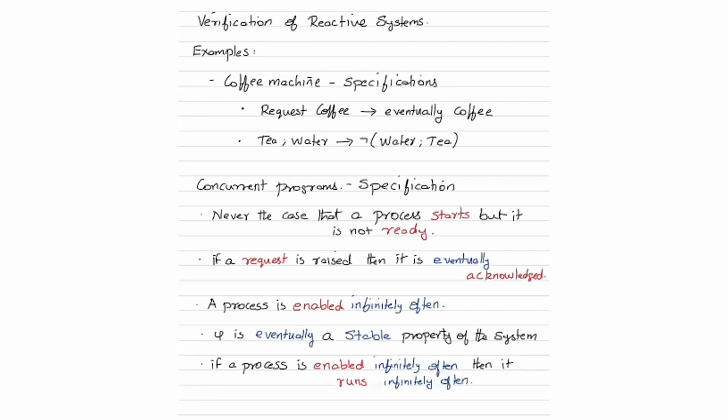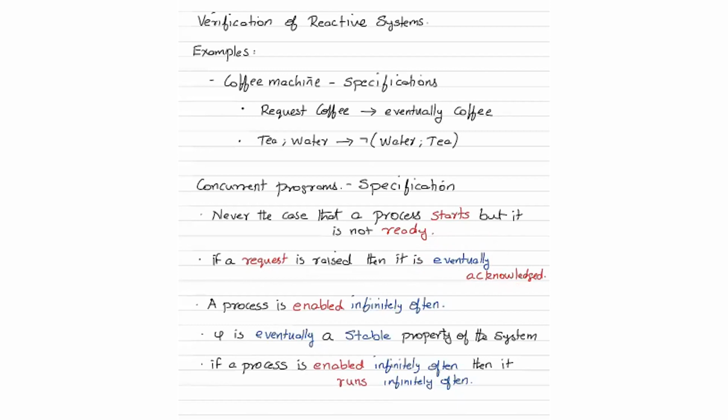Or in general for concurrent programs. The typical kind of specification that you would want to write is something like, it's never the case that a process starts which is not ready. So suppose start is a flag or a Boolean object, and you want the process to start only when it's ready. It's not the case that it starts when it's not ready. Or you could say something like, if a request is raised, then it's eventually acknowledged. Request and acknowledgement are like predicates. But this word here, eventually, is something to do with time. It's like the temporal flow of the system.